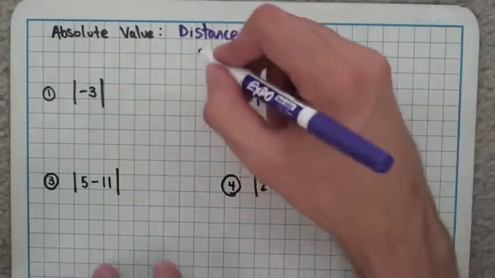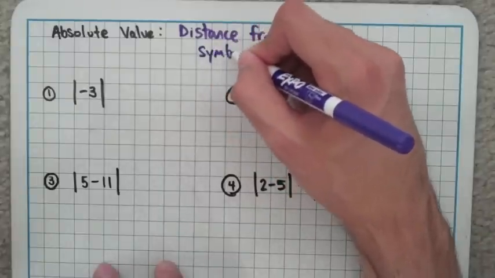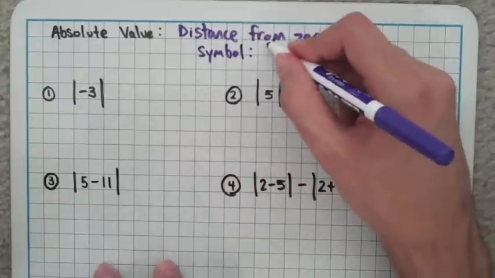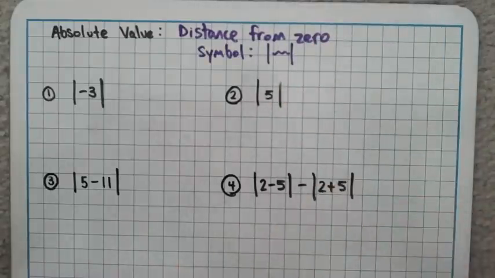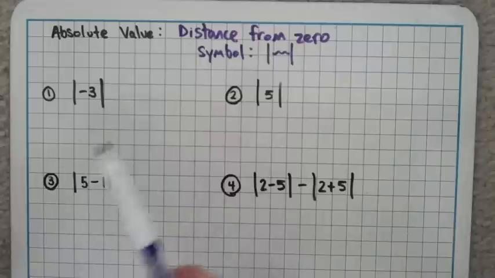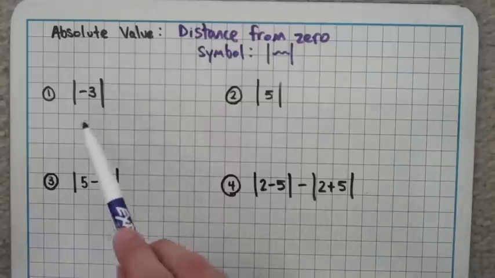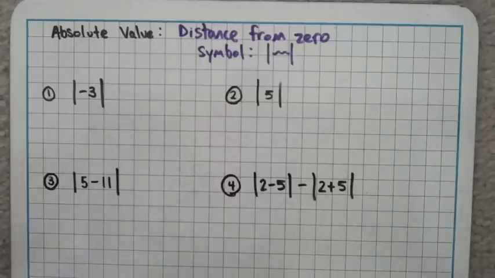The symbol for an absolute value, you probably see it all over this whiteboard already, is going to be vertical bars, and then you put something inside of it. So you put a number or whatever you're going to be dealing with inside. So we're going to compute a few absolute values right here. The first one says the absolute value of -3.